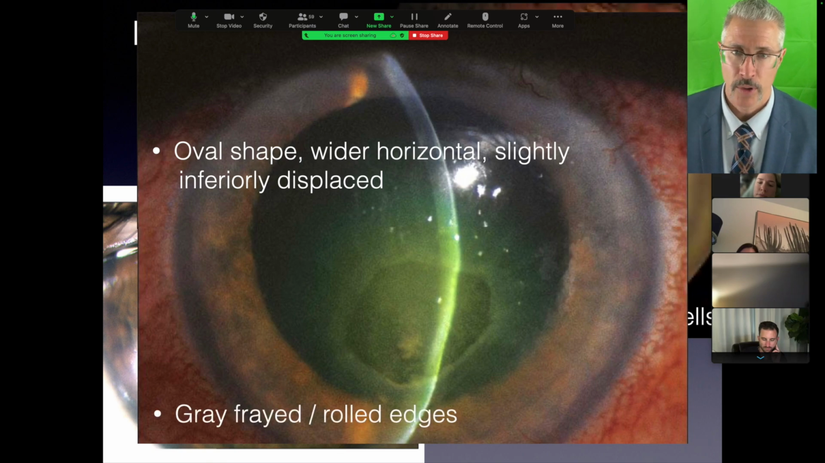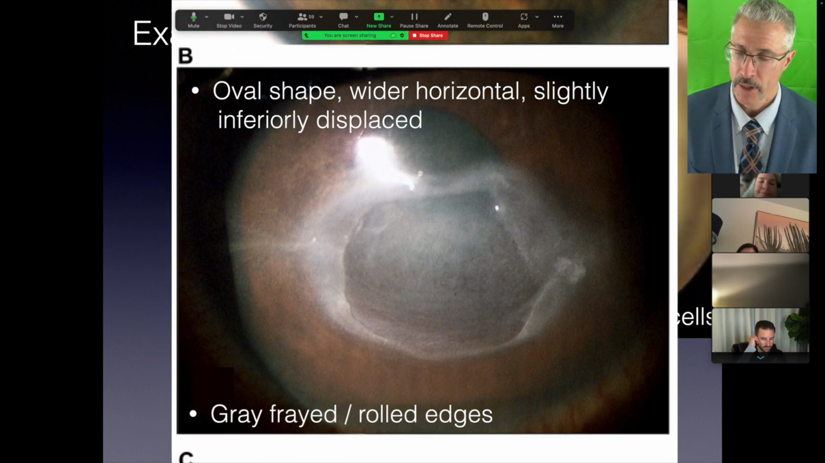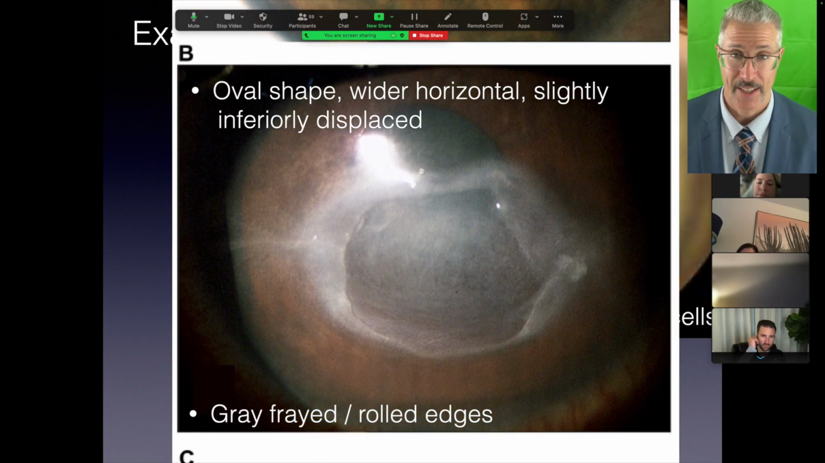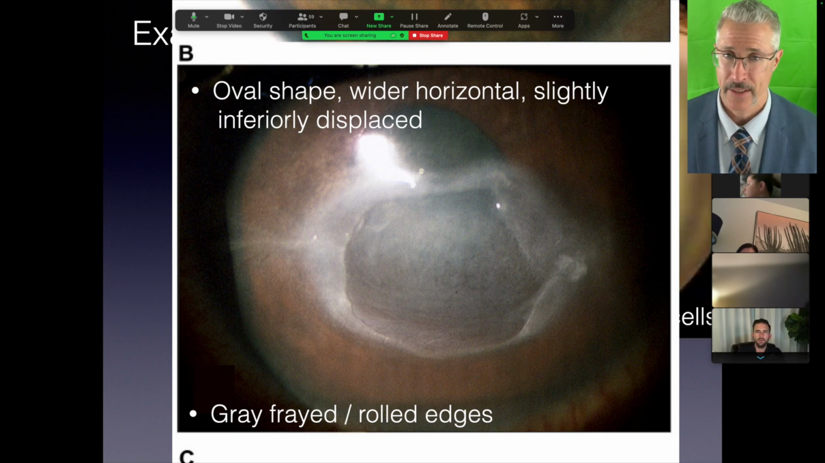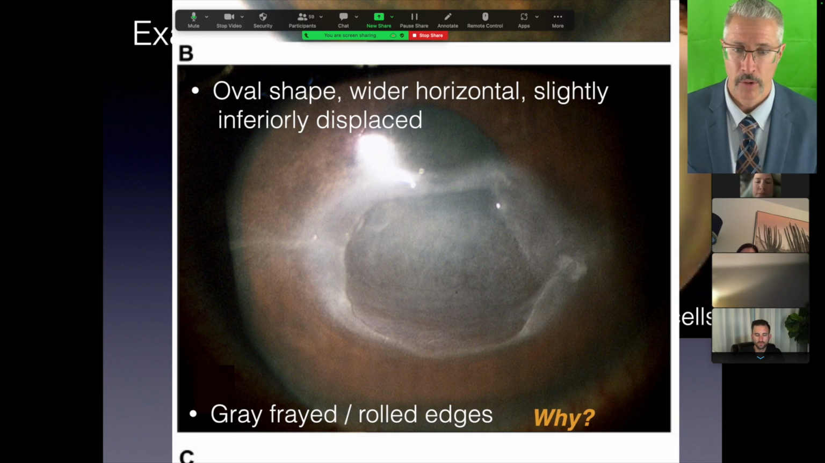So it's gray rolled edges of cells. So why are they having trouble running across this cornea? There's a great example of the rolled edges of an epithelial defect. Gray cells at the edges, showing you the sequelae. If the cornea can't protect or control its microenvironment, it can get all abnormal and break down and scar. Why are they gray?